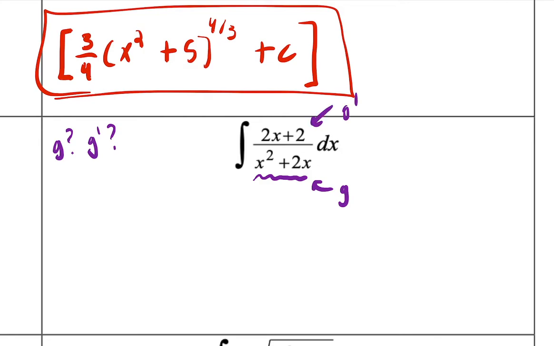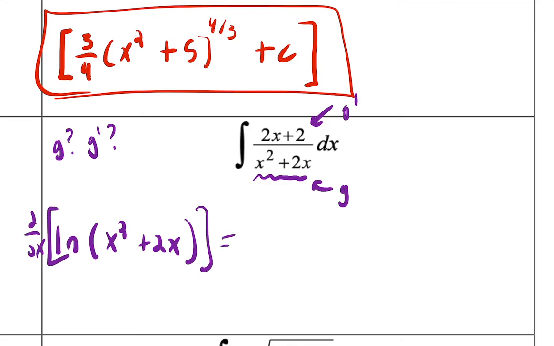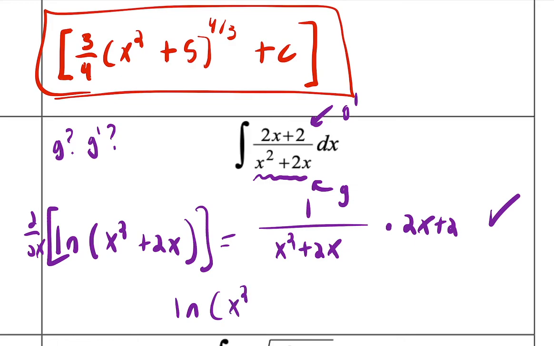So what kind of derivative ends up giving me g on the bottom? Well, it's going to be the natural log of x squared plus 2x. That's a really tricky one to see. But if you were to check this, the derivative of the natural log is 1 over x, so 1 over x squared plus 2x, chain rule times 2x plus 2. So this is correct. The correct answer here is the natural log of x squared plus 2x plus c.